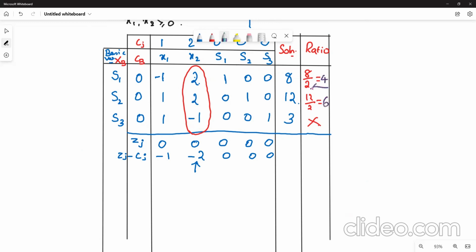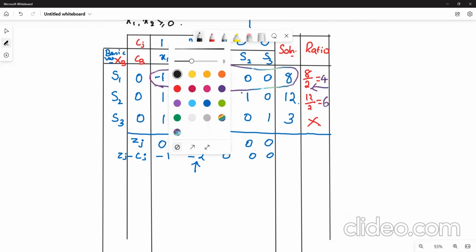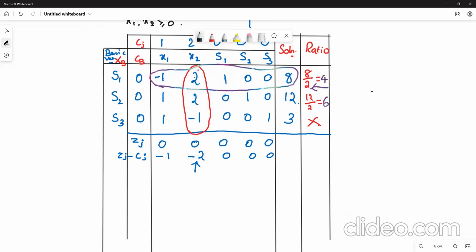Now you go for the least value. Okay, so least positive value is 4 here. So circle the corresponding row and we name it as the leading row. The entry common to both leading row and leading column, we name it as the pivotal element. So here the pivotal element is 2, which is common to both leading row and column. So here the pivotal entry is 2. Okay, we have identified the pivotal entry.